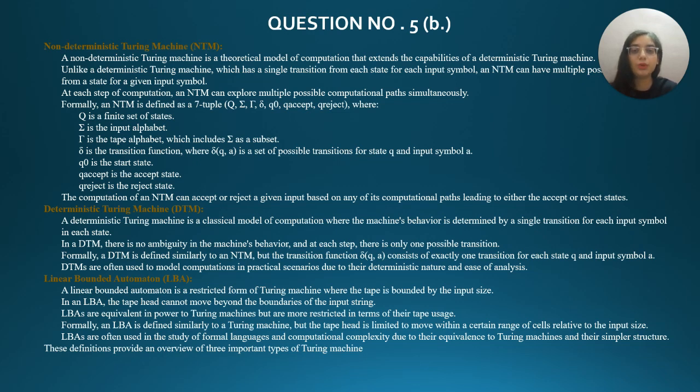Now we have linear bounded automata. A linear bounded automaton is a restricted form of Turing machine where the tape is bounded by the input size. So we have a limited size of input tape, and in an LBA, the tape head cannot move beyond the boundaries of the input string.